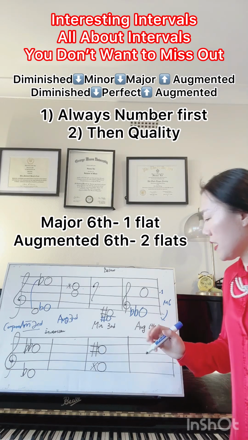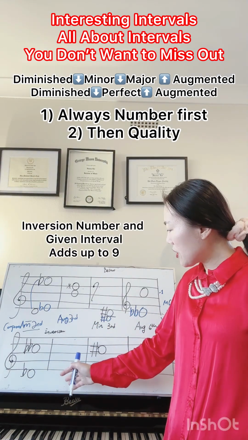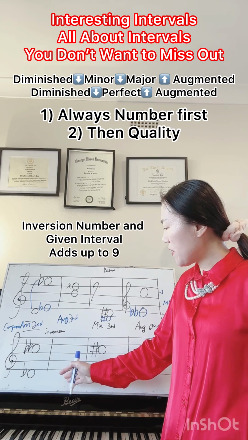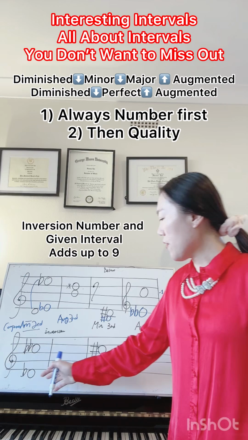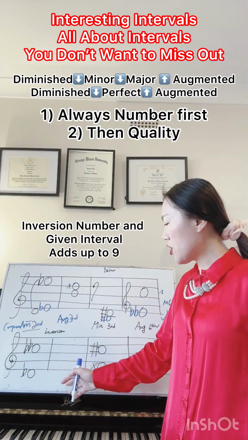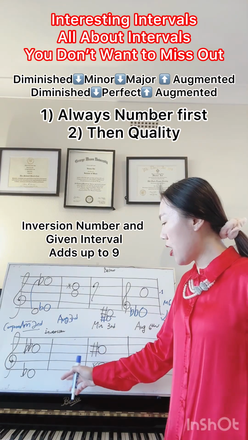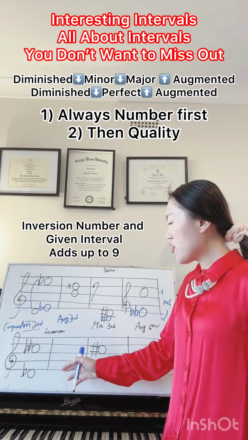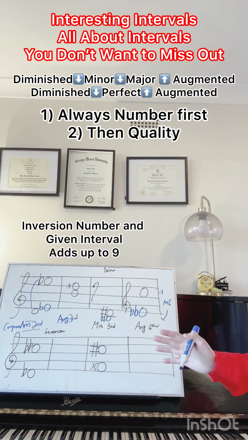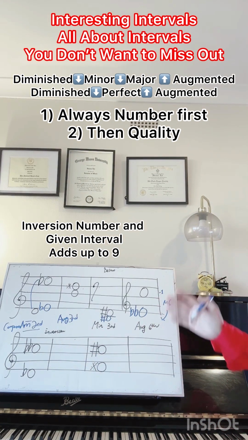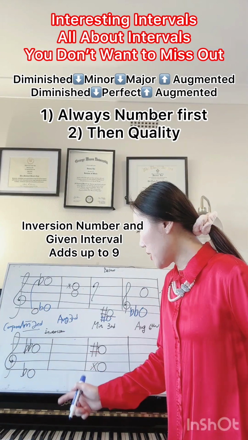Now let's write the inversion. The number of the inversion is the number you get when you subtract the given interval's number from 9, so that the number of the given interval and the inversion add up to 9. Again, the number of the inversion is the number that you subtract the given number from 9. So without even drawing it, you already know the answer, but we have to go through all the steps. So D and then C, so that's a 7th.